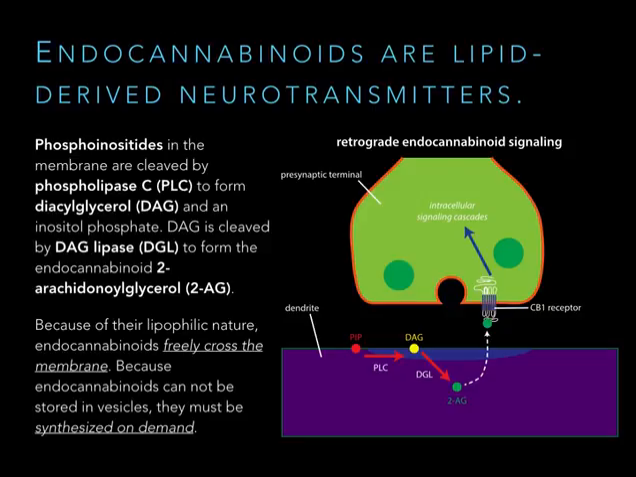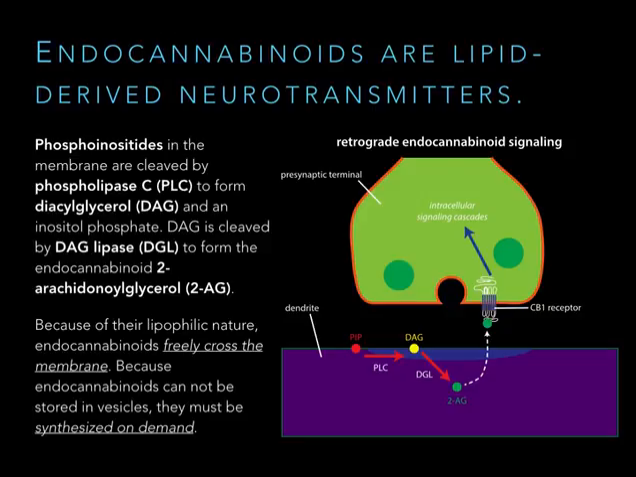Okay, 2-arachidonylglycerol. This is going to then freely move across the membrane because it's very much hydrophobic. But now it's no longer embedded in the membrane. DGL has cut out 2-AG, so now it's a free-floating hydrophobic molecule that can move through the dendritic membrane and then bind to the cannabinoid receptors on the presynaptic terminal. And that's what we're looking at here. So because of the lipophilic nature of endocannabinoids, we can't store them in vesicles. So that means anytime they're created, they then leave and carry out their signaling. So they need to be synthesized only on demand.